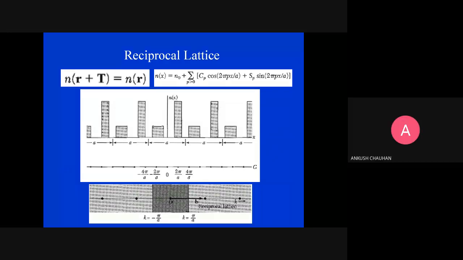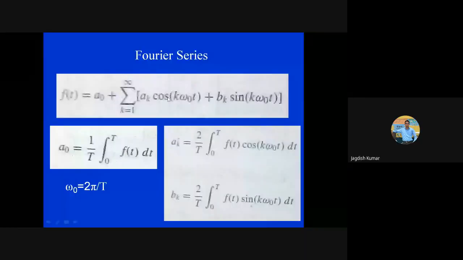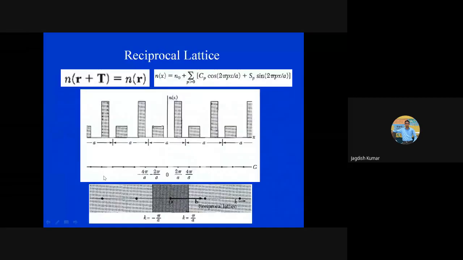Fine. So if this is so, then what can we do for the one-dimensional case? Now the periodicity is A. So what will be the corresponding Fourier series for the one-dimensional case? What was omega naught here? 2 pi by T, right? Now capital T is replaced by A, the periodicity. So what will be the Fourier series accordingly?